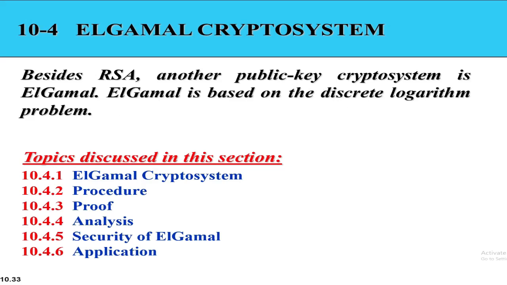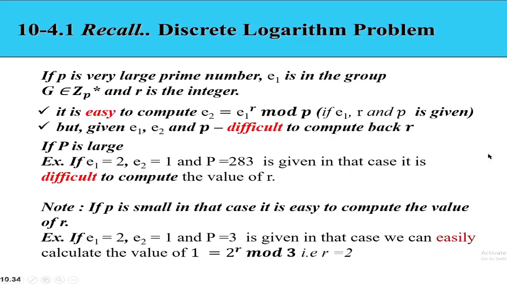So let's recall the discrete logarithmic problem. If P is a very large prime number and E1 is in the group G, which belongs to ZP star, and R is an integer. First of all, let's know about ZP. Here P is a prime number, so the values of ZP lie between 0 and P minus 1, but the values of ZP star lie between 1 and P minus 1.